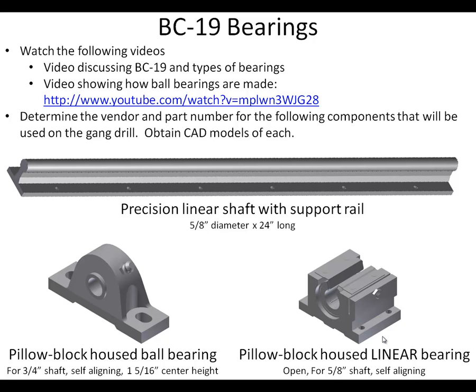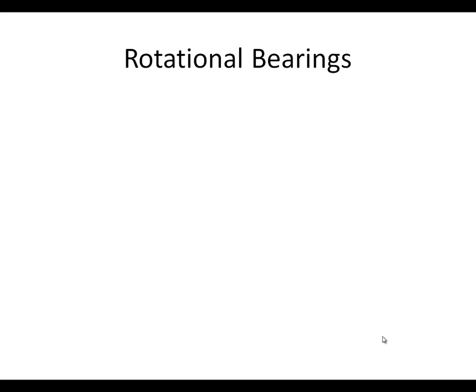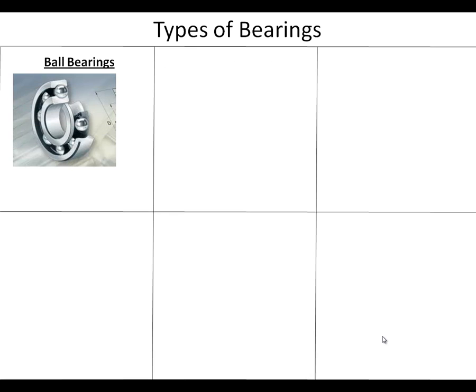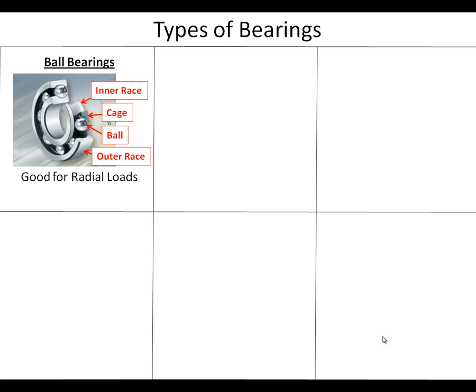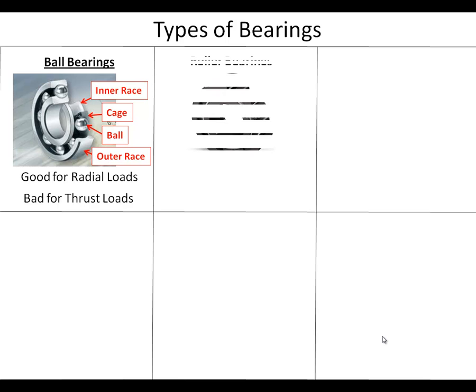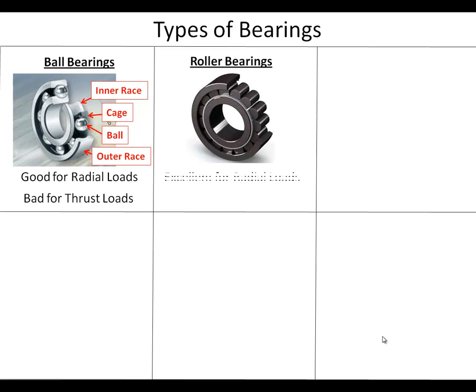Now let's go ahead and talk a little bit about bearings. There are several different types of rotational bearings. Probably the main one most of you are familiar with are ball bearings. The inner race, the cage, the ball, and an outer race. Ball bearings are good for radial loads, but very poor for thrust loads. Another type of bearing is a roller bearing. These are excellent for radial loads and bad for thrust loads.